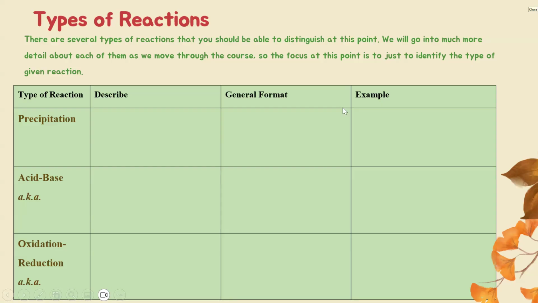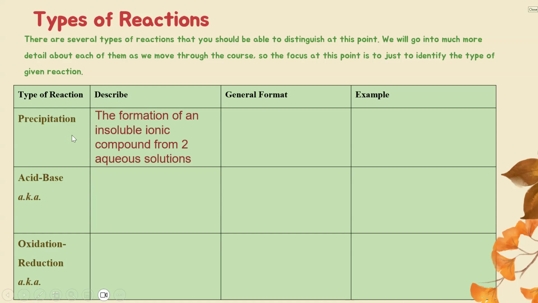So there are several types of reactions that you should be able to distinguish at this point. We're going to go into much more detail about each of them as we move through the course. So the focus at this point is just to identify the type of given reaction. And of course, that also includes balancing it. So we're going to start with precipitation.